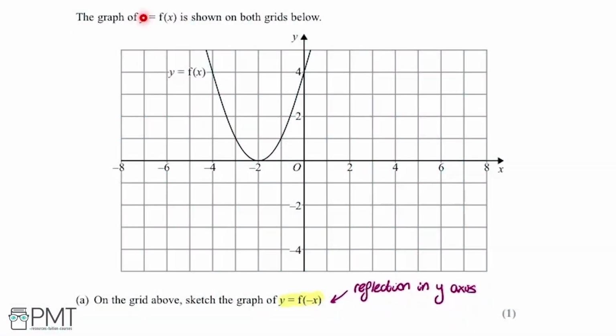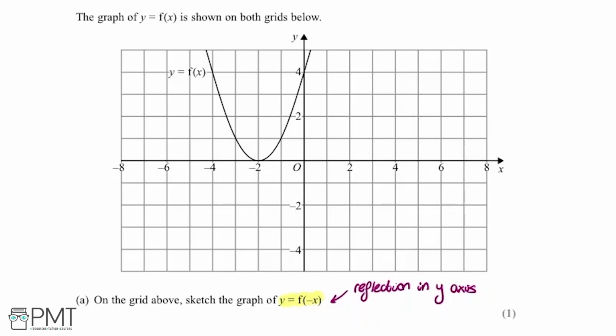The graph of y equals f of x is shown on both the grids below, so we can see that here. And part A says, on the grid above, we need to sketch the graph of y equals f of minus x. So what I've written here is that this means a reflection in the y-axis. And if you think about it, that makes sense, because for any x value, negating it means timesing it by minus 1. So for example, this minus 2 here, if you times it by minus 1, you get 2. So that's reflecting it in the y-axis, and it makes logical sense. So you just need to remember that that's a reflection in the y-axis. So we're going to carry that out now.